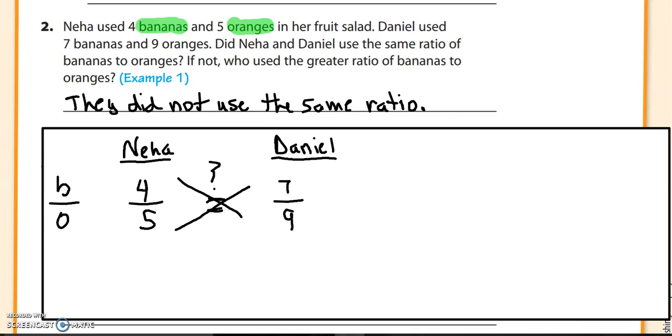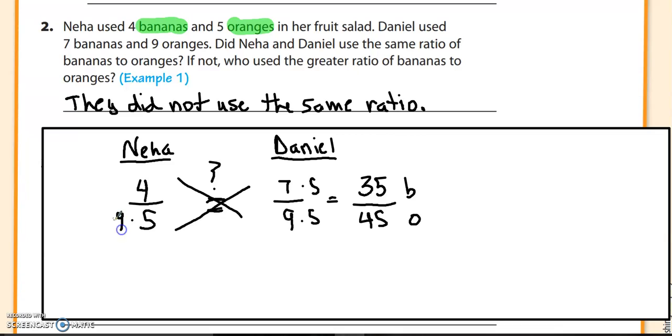If I take Daniel's terms, 7 and 9, if I multiply each of those by 5, I would get 35 to 45. And I want to remember what those represent. That would be 35 bananas and 45 oranges. And I'm going to go back over here to Nihal. I'm going to work backwards. And I need to multiply Nihal's terms by 9. And you'll see why in just a minute.